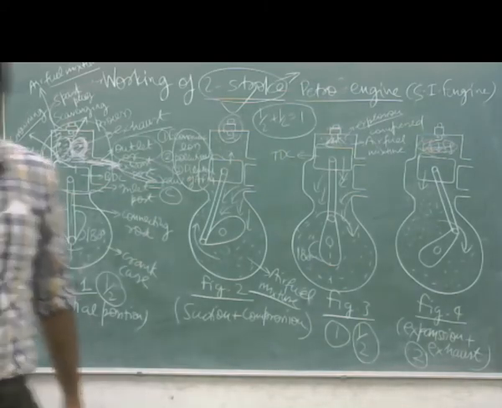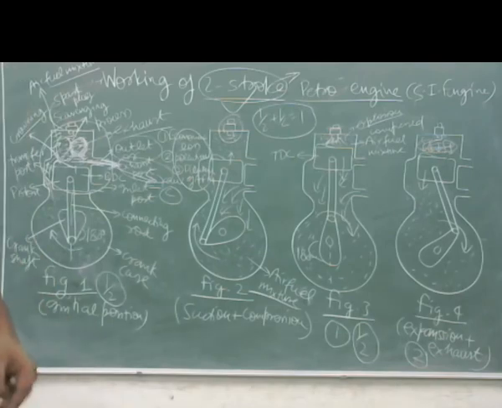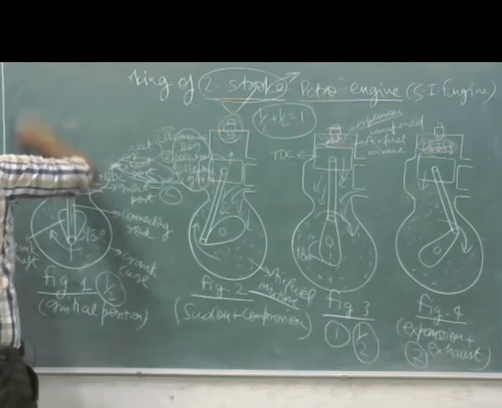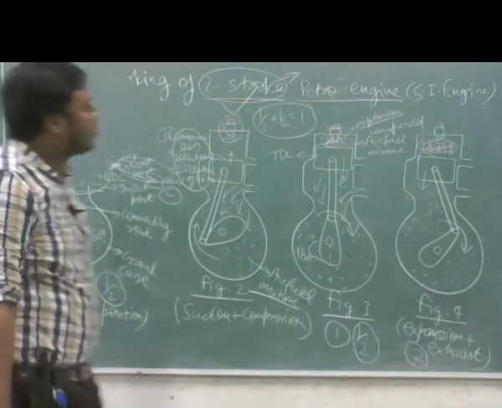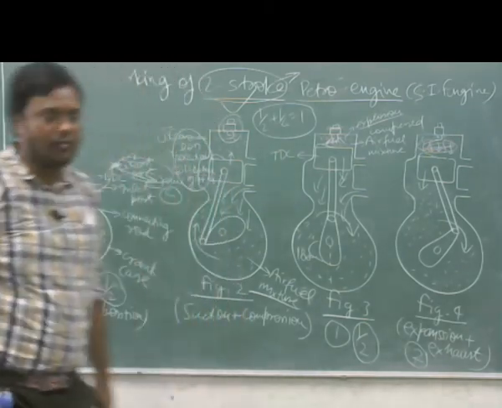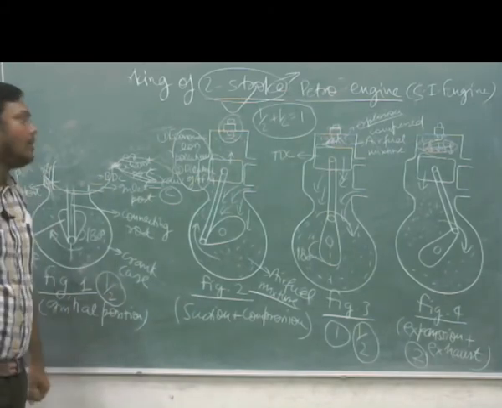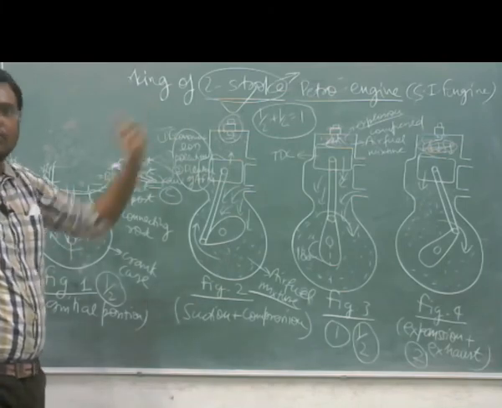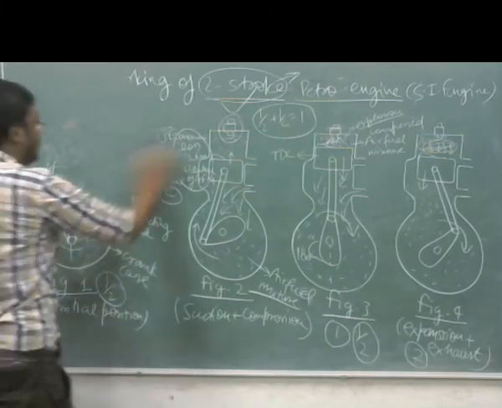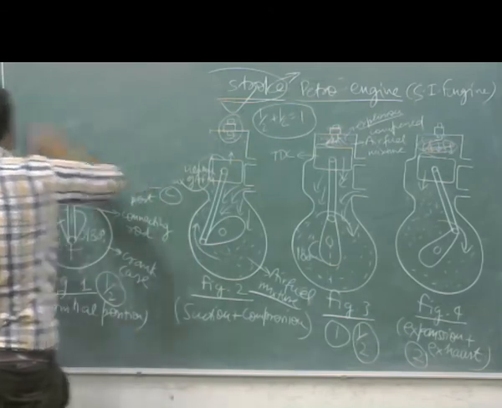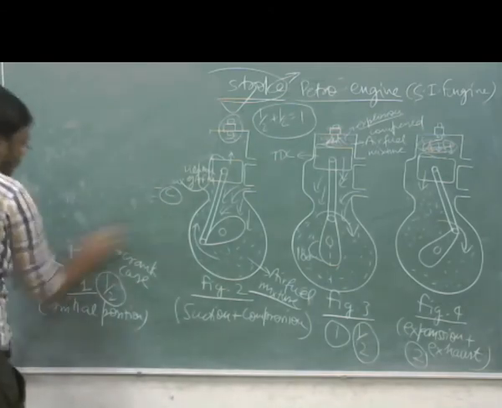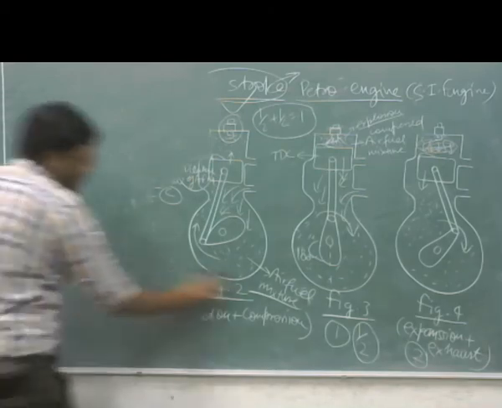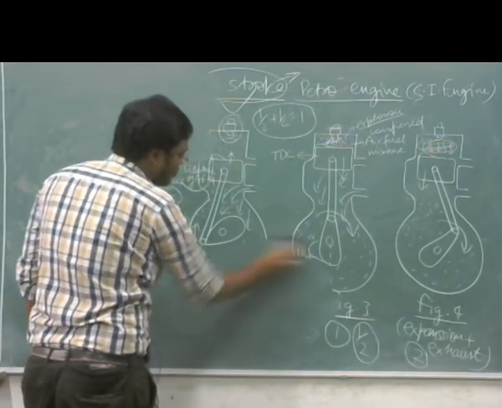Now we are going to see the basic difference. We have understood very well the working of the two-stroke petrol engine, two-stroke diesel engine, four-stroke petrol engine, and four-stroke diesel engine. So now we can easily differentiate between a two-stroke engine and a four-stroke engine.